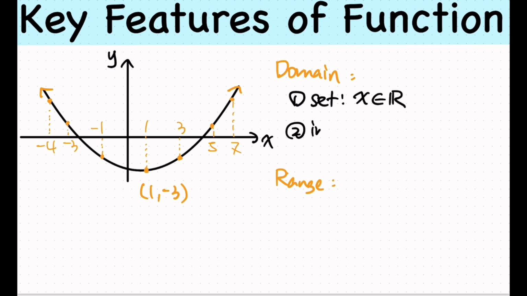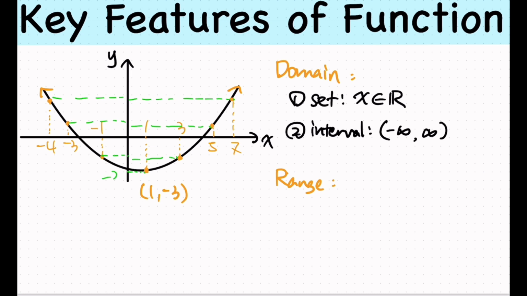Or when I use interval notation, then it becomes parenthesis, negative infinity, comma, positive infinity, parenthesis. Now it comes to the range. It gets a little bit tricky here. Draw the horizontal line to the y-axis. And then let's say these values correspond to negative 3, negative 1, 1, 3, and then it goes on, because this function extends in both directions infinitely.